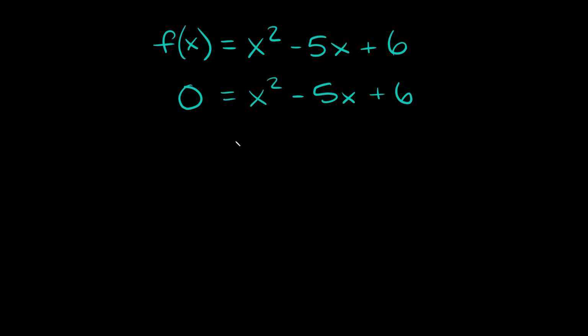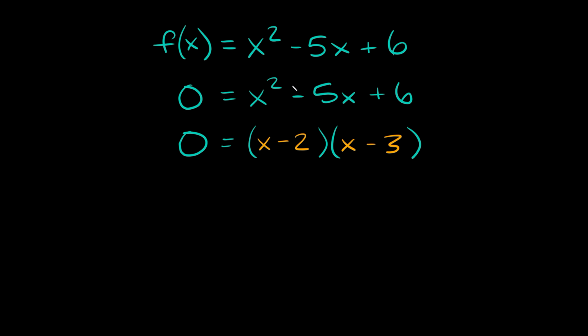We're going to split it up into two factors, so two sets of parentheses. First we can split up this x squared as x times x, and then we need two numbers that multiply together to this last number, positive 6, but they have to add up to this middle number, negative 5. In this case, that would be a negative 2 and a negative 3. And again, this is all equal to 0.